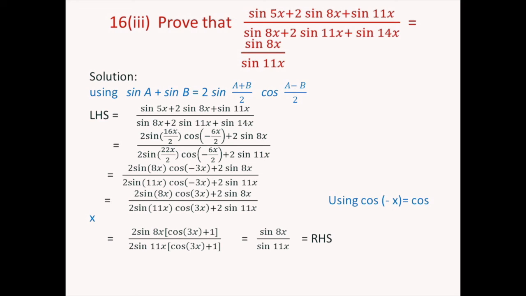I am left with cos 3x plus 1 and cos 3x plus 1 both in the numerator and denominator as a common factor. That cancels off, 2 cancels off. I am left with simply sine 8x upon sine 11x, which is my right hand side. So left hand side is equal to the right hand side.